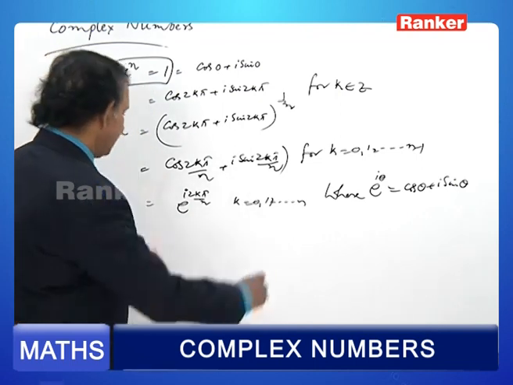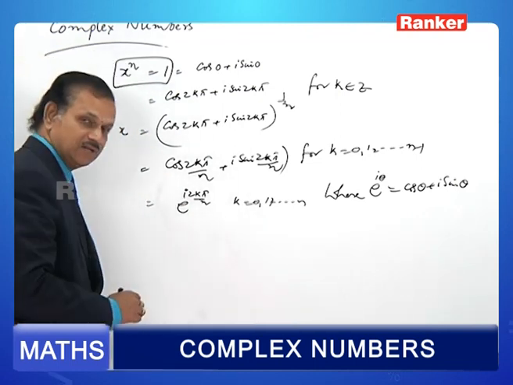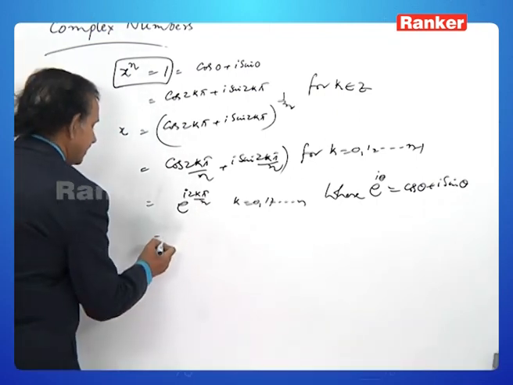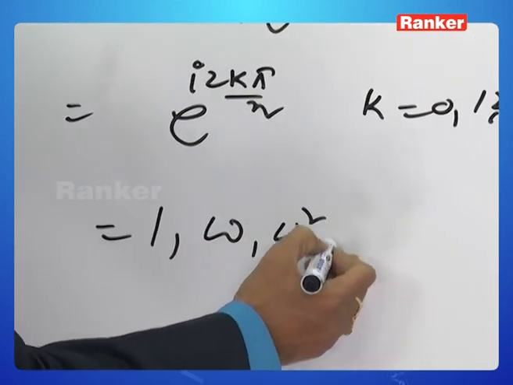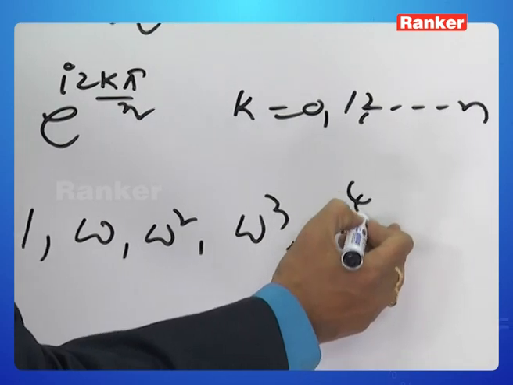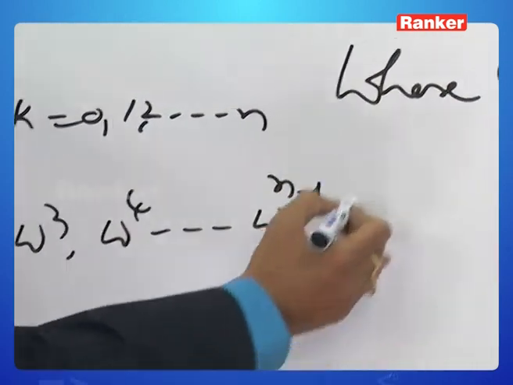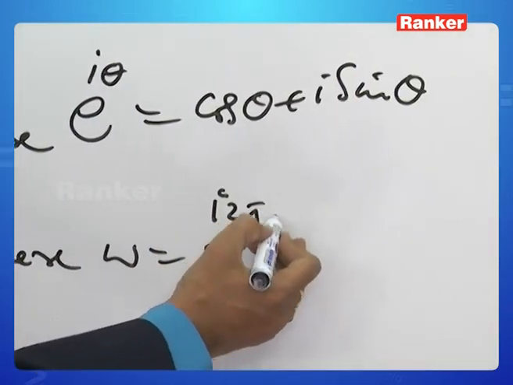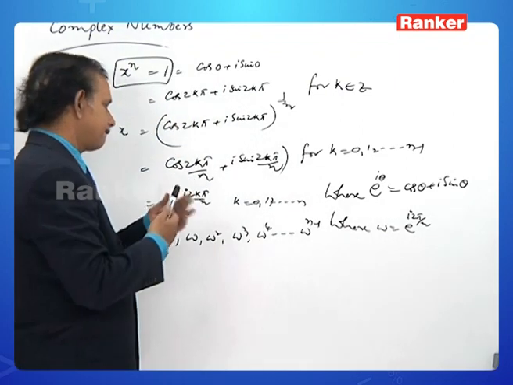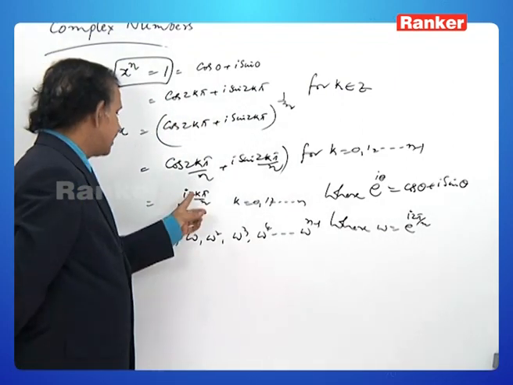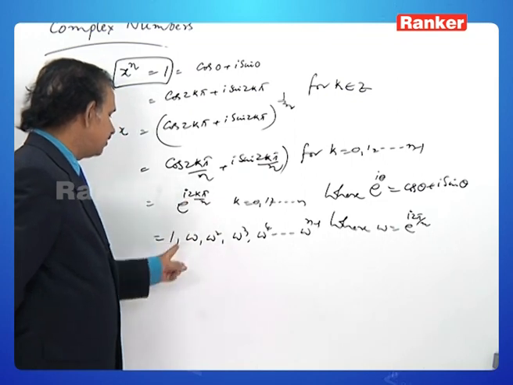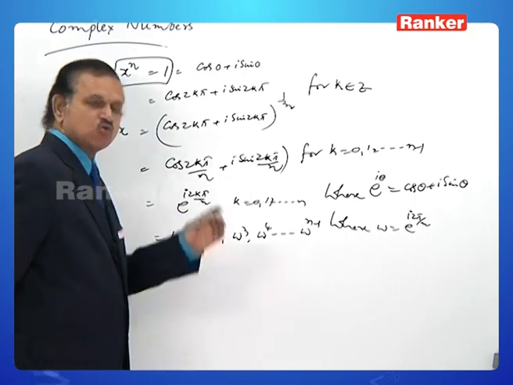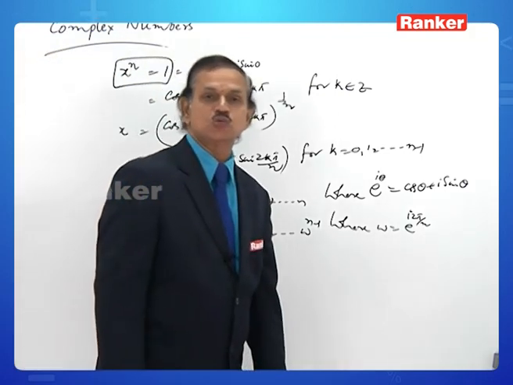2k pi by n. If k is 0, it is 1. If k is 1, then e power i 2 pi by n. Now, I would like to write this as 1, omega, omega square, omega cube, omega power 4, etc., omega power n minus 1, where omega is equal to e power i 2 pi by n. If k is 0, e power 0 is 1. If k is 1, e power i 2 pi by n. If k is 2, e power i 4 pi by n, and so on. These are the nth roots of unity.